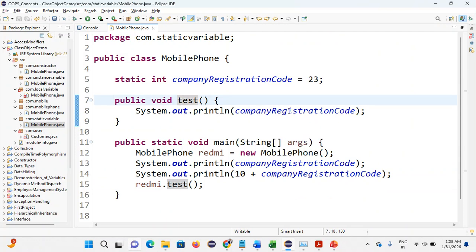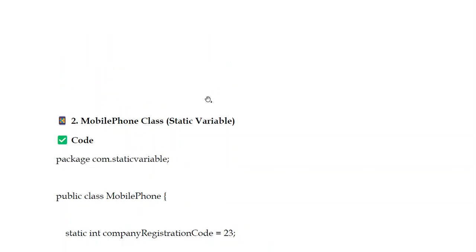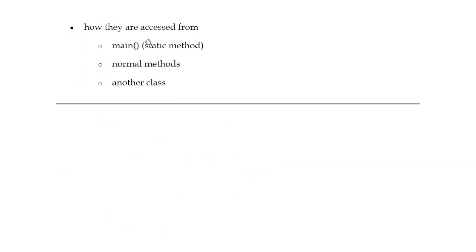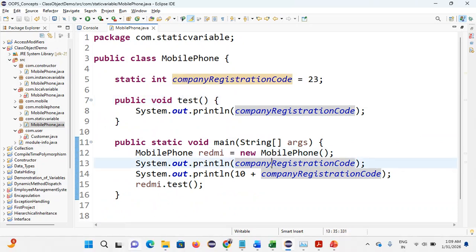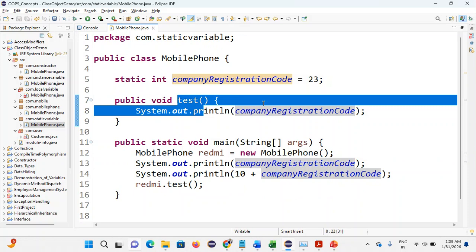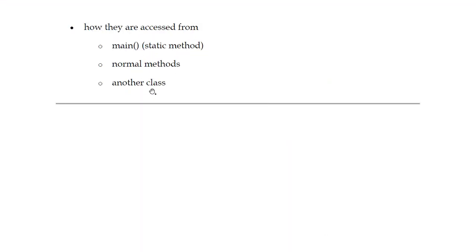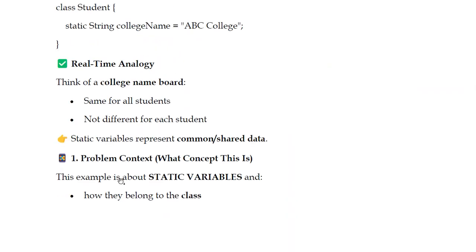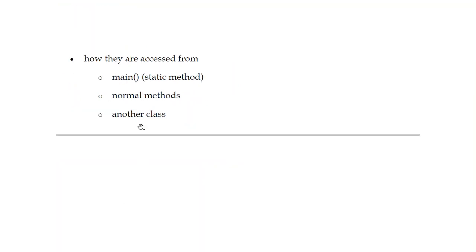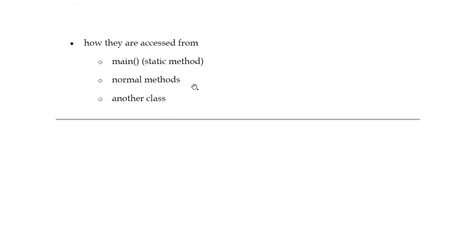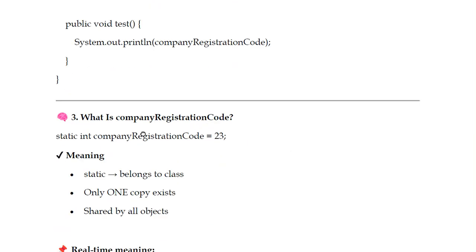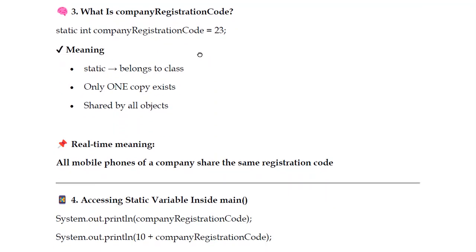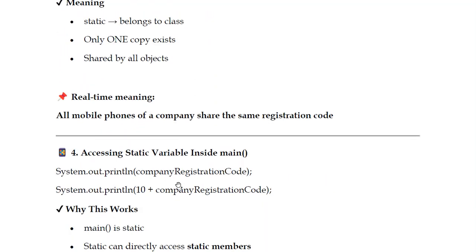Now read that statement. I already told you how static variables can be accessed. From the main method, I'm accessing the company registration code directly. After that, the normal method, which I'm accessing through the object. From another class also you can access it. That is the conclusion: static variables belong to the class, and these examples are proof. Second one, we already discussed this method. Next, the company registration code belongs to the class, one copy exists and is shared by all objects.